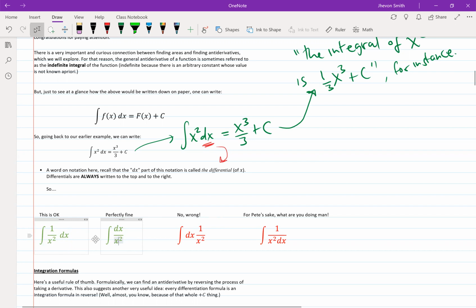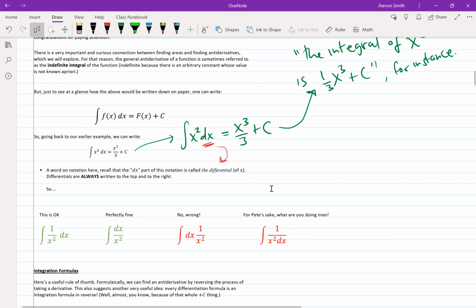So this is actually writing the same thing. I just put the dx on top. This is incorrect. No, here the dx is in front of the 1 over x squared. You never want the dx on the left. Here, your dx is in the denominator. That is also, come on, what are you doing, man? Pay attention. Like if you write your d's on the left or in the bottom of anything, I'll know you're not paying attention. The dx is always, always written to the top and to the right.